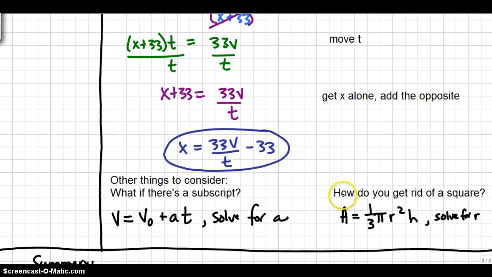And then just a reminder here for students, how do you get rid of a square? If you're trying to undo a square on something, you would use a square root.